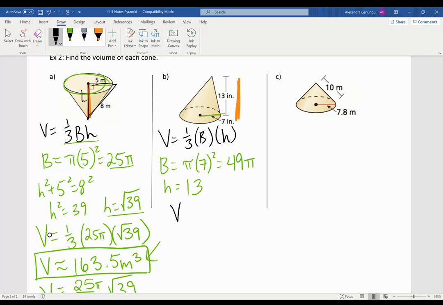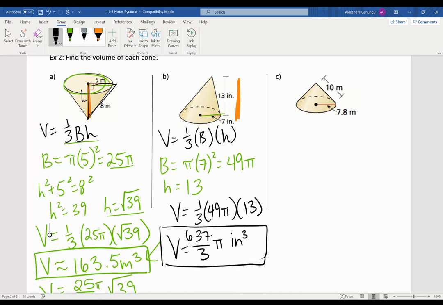So let's put it all together. 1/3, 49 pi times 13. And that is not pretty, so I would just leave it as 637 divided by 3 pi. Let me rewrite that, because if you want to leave it in terms of pi, you'd also want to leave that fraction there. And my units are inches cubed. So for this one, we want to leave it in terms of pi because it's a little nicer.